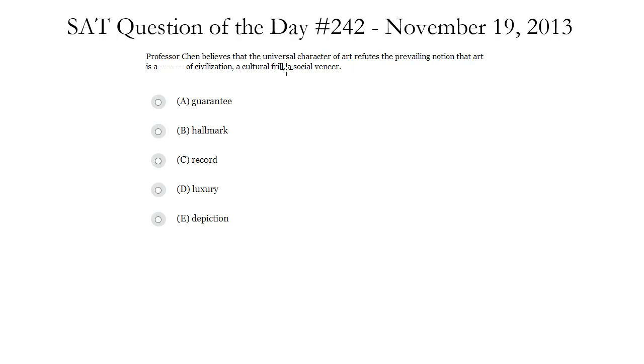Professor Chen believes that the universal character of art refutes the prevailing notion that art is a blank of civilization, a cultural frill, a social veneer. So we want to figure out what this blank's going to be. Now, notice based on the structure of the sentence that he believes the universal character of art refutes the notion that art is a something of civilization, a cultural frill, a social veneer. So whatever goes in this blank is going to be something like a cultural frill or a social veneer.